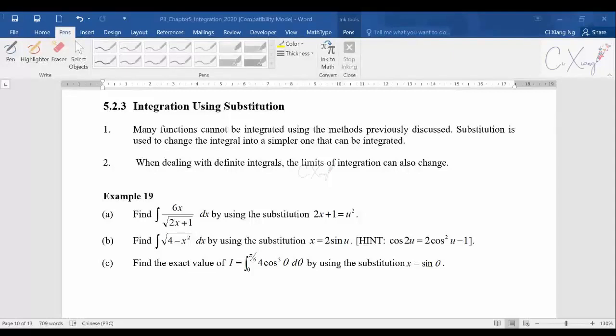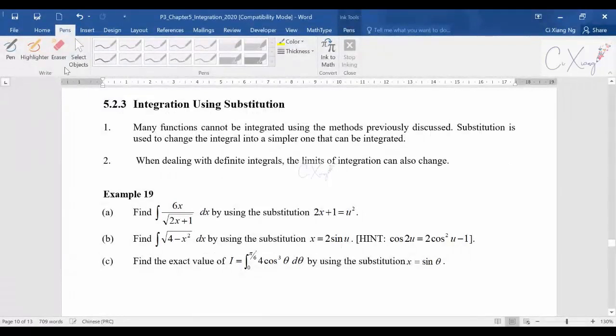Alright, so in the previous video, we learned the technique for integration using substitution already. And then we already discussed example 19, part A. So for this video, we are going to discuss part B and C.